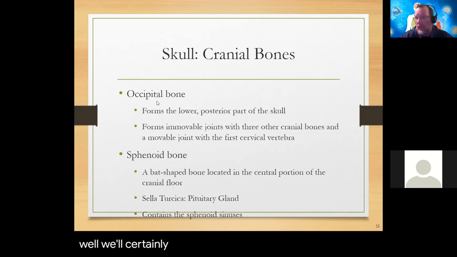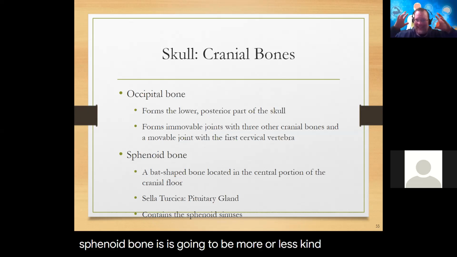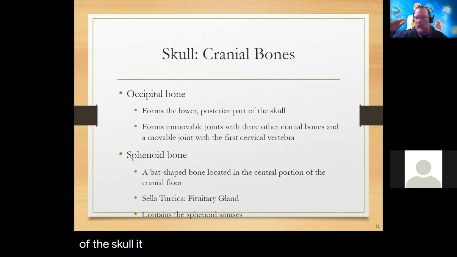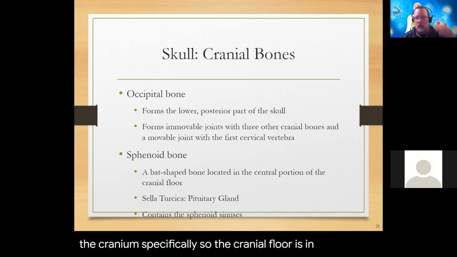We'll certainly see it again when we get to the vertebral column. And then we have the sphenoid bone. The sphenoid bone is going to be more or less inside of the skull. It forms the floor of the skull, of the cranium specifically. So the cranial floor is in essence formed by this sphenoid bone.